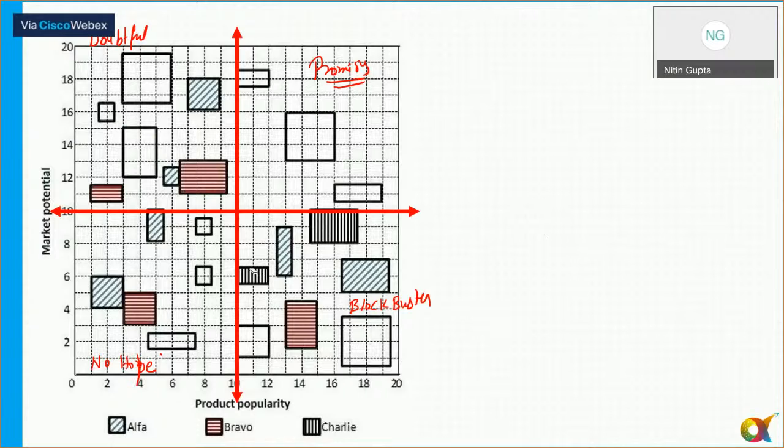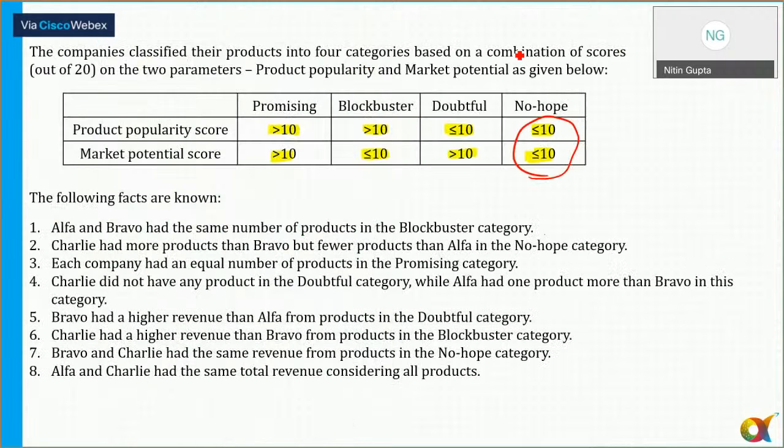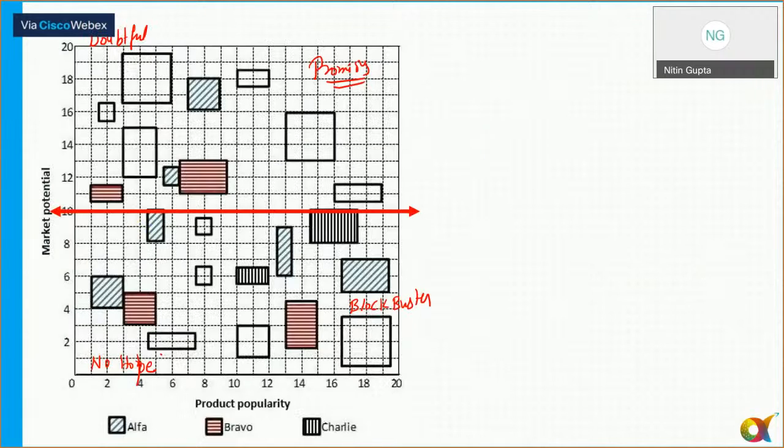Okay, so there are three companies, that is Alpha, Bravo, and Charlie. So if I'm talking about Alpha, let's go to the first statement here. Alpha and Bravo, it says A and B have the same number of products in the blockbuster category here. Now, if you look here, in the blockbuster category, Alpha and Bravo have the same number.